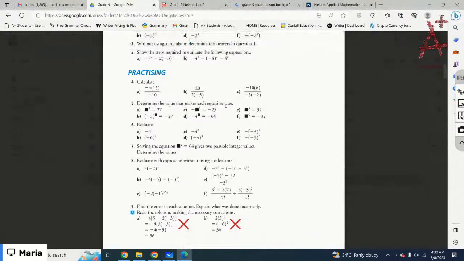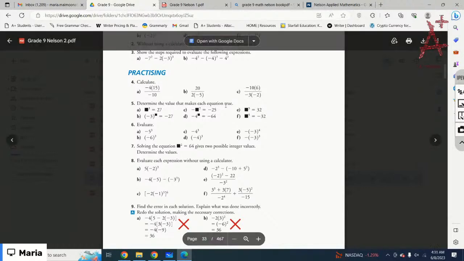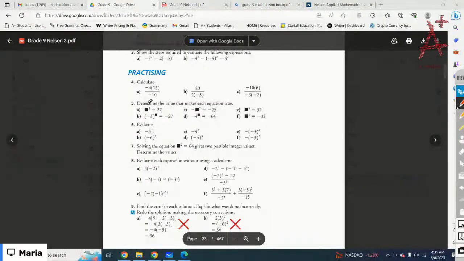Okay, determine the value that makes the equation true. You have to evaluate: 27 is the exponent of what number? 3 times. Got it? So which is the correct option? It would be 3 times 3 times 3. That means the missing number here is 3 exponent 3.